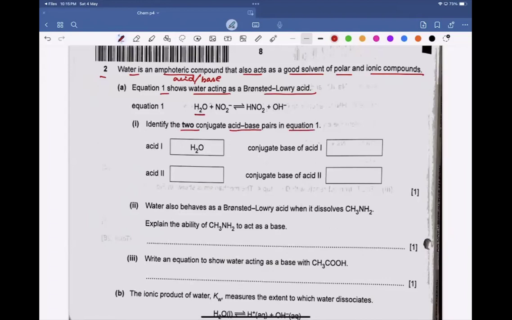If you see water, water turns into OH. And how does water turn into OH? By losing its hydrogen. So water is an acid, so its conjugate base would be OH minus. Is this understandable?